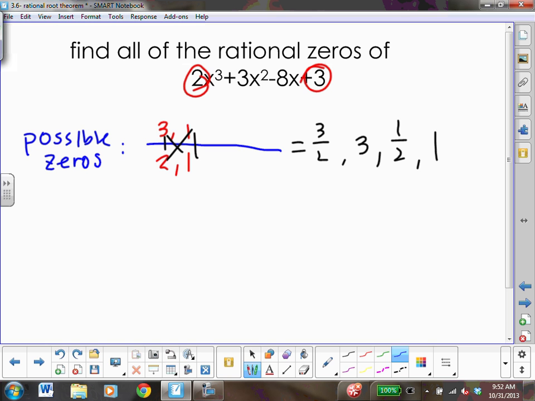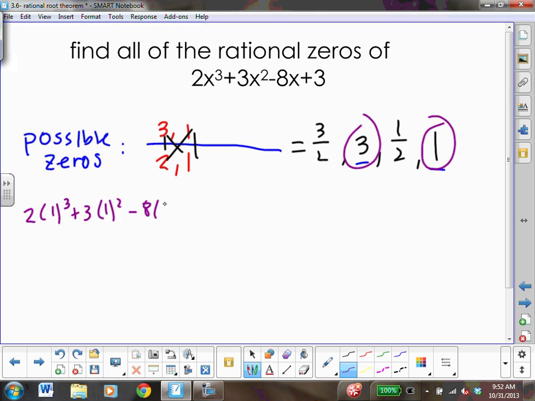From this point, I can use my remainder theorem to figure out which one of these are actually zeros. Once I find one, then I can do synthetic division. It's a lot better than trying to guess and check until I find something that works. If I were you, I would pick the whole numbers. Let's try to plug in 1. So 2 times 1 to the third plus 3 times 1 squared minus 8 times 1 plus 3. So 2 plus 3 minus 8 plus 3 is 0. So that means that 1 has to represent a factor. Or 1 has to represent a solution, which means that the factor would have to be the opposite of that, x minus 1.